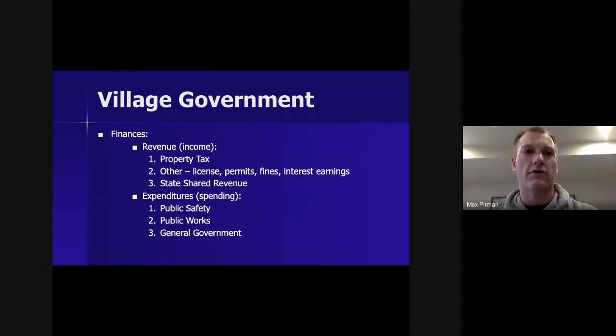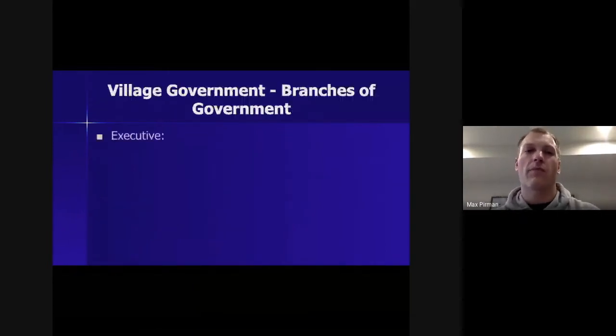We always get the question too, could Pulaski become a city, the city of Pulaski? They could if they wanted to, but then they'd have to change their government system, which you're going to see in the next slide, to look more like a city. And Pulaski is pretty small compared to some of the bigger cities, so you probably wouldn't do that.